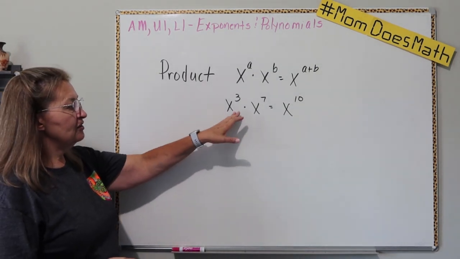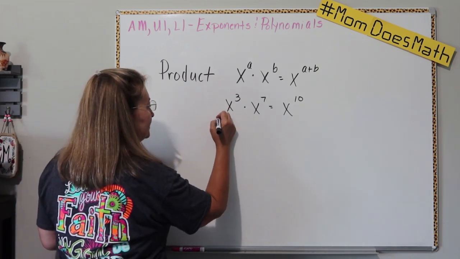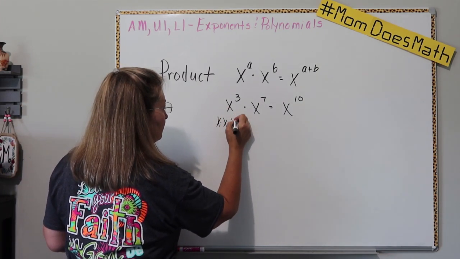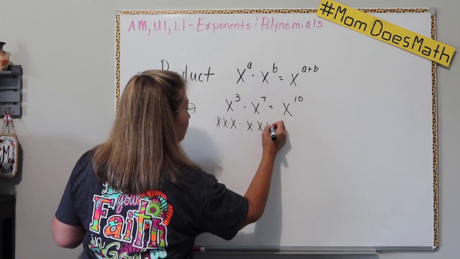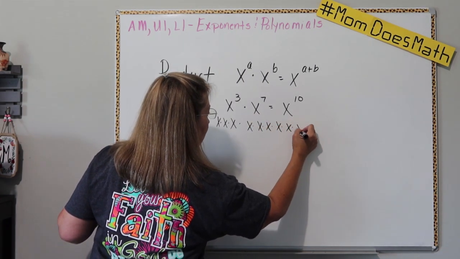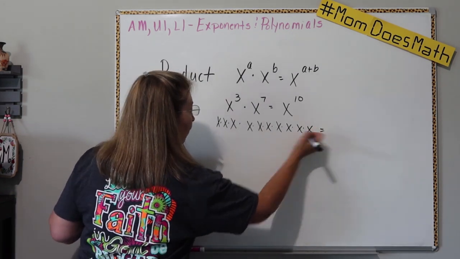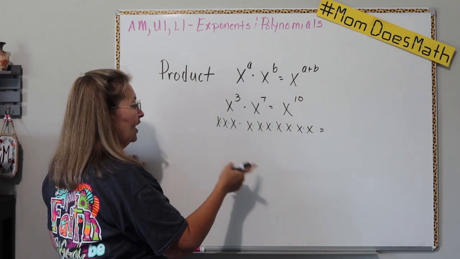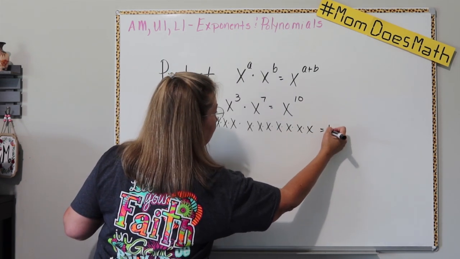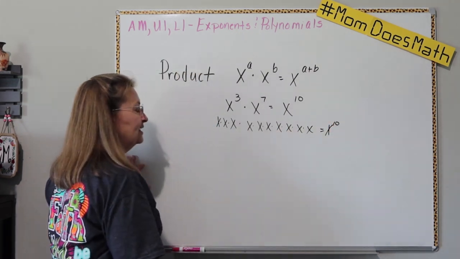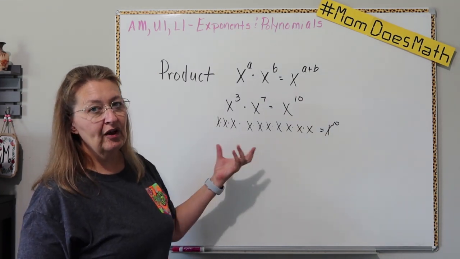Now what did I just tell you that an exponent tells you to do? It tells you to multiply. So what this expands out to is x 3 times, times 7 x's. Now, if you multiply all these together, what do you have? 1, 2, 3, 4, 5, 6, 7, 8, 9, 10 x to the 10. But you don't want to have to do that every time, so that's why these rules help you out.